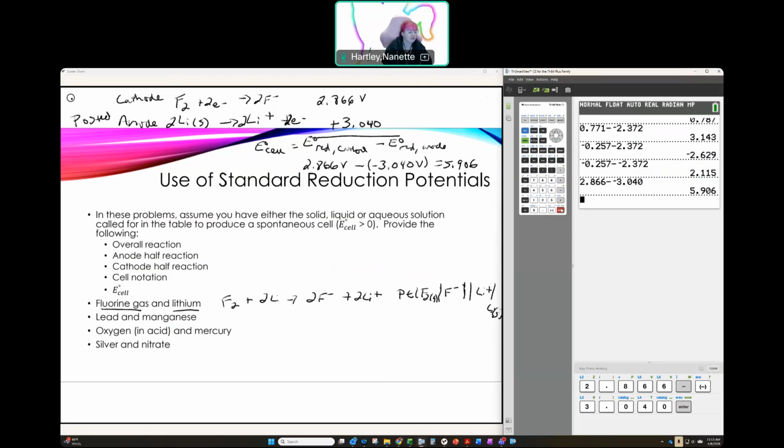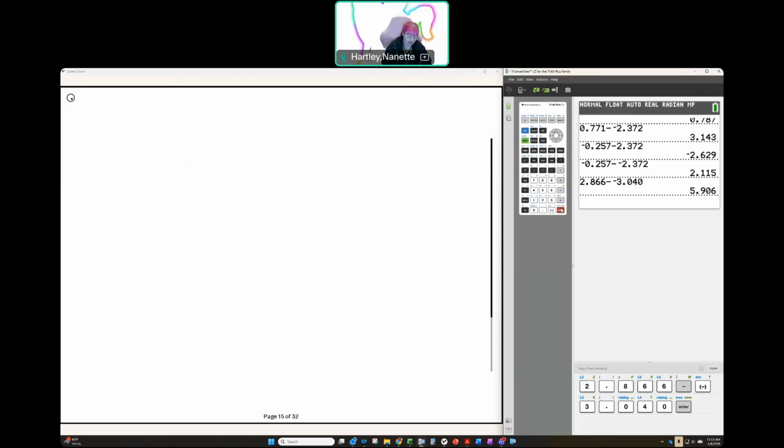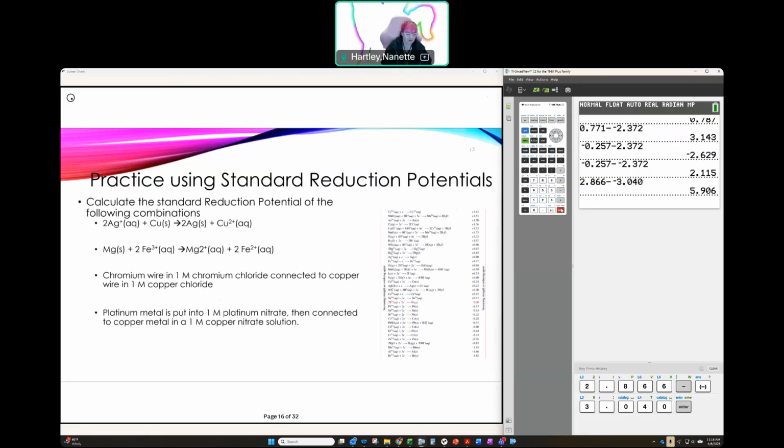So that's one way we could use our standard reduction potentials. We can also look at this and say, okay, calculate the standard reduction potential for the following combinations. So I have 2Ag plus Cu going to 2Ag plus Cu2 plus. So if I look over here in this table, or I flip to the one that I actually have because it's a little easier for me to see, Ag plus going to Ag solid right here, and that's 0.80.